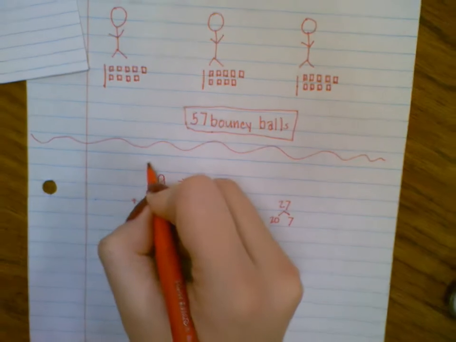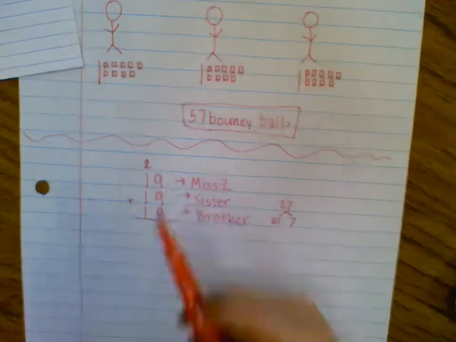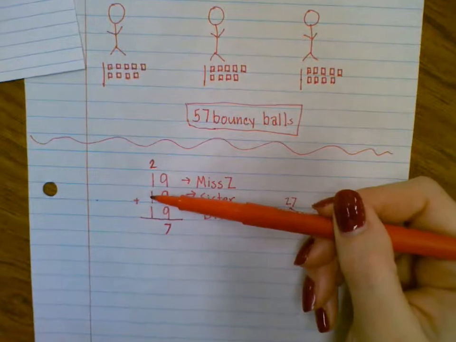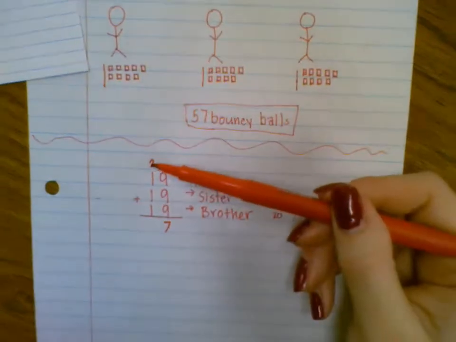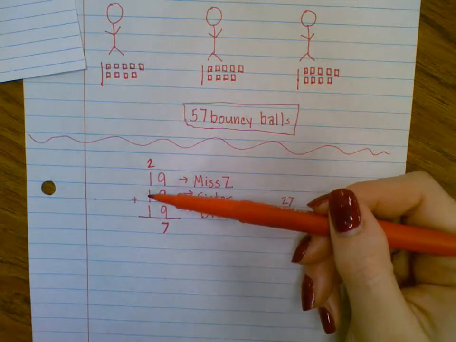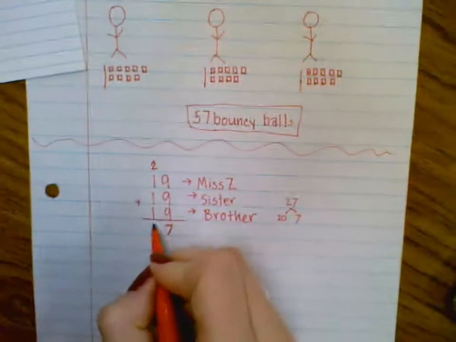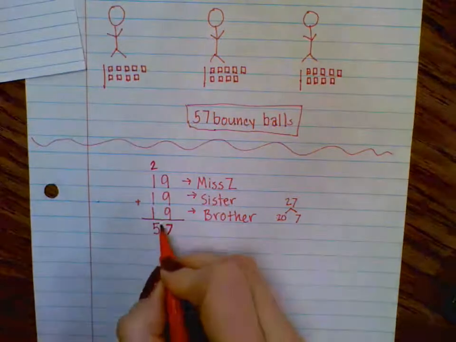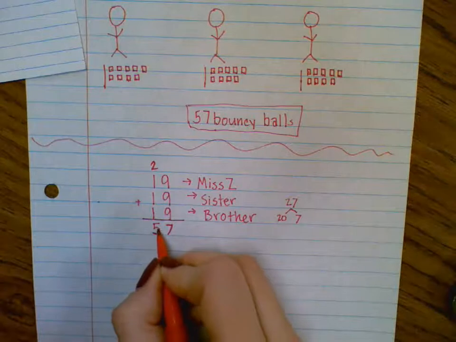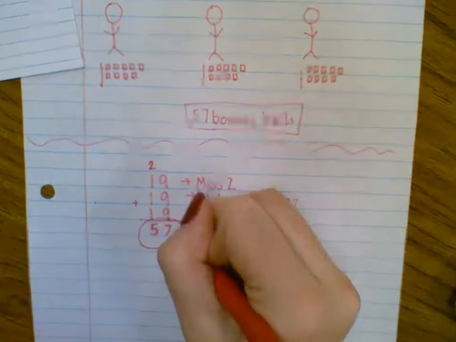Since this is the tens place, all I need to do is write a 2, which is 2 tens, which means 20. So really what I'm adding here is 20 plus 10 plus 10 plus 10. So I know 20 plus 10 is 30. And I know 30 plus 10 is 40. And I know 40 plus 10 is 50. Now I'm not going to write 50. I'm not going to write a 0 in there because I know that's 5 tens in the tens place. So I know that my answer is 57 bouncy balls.